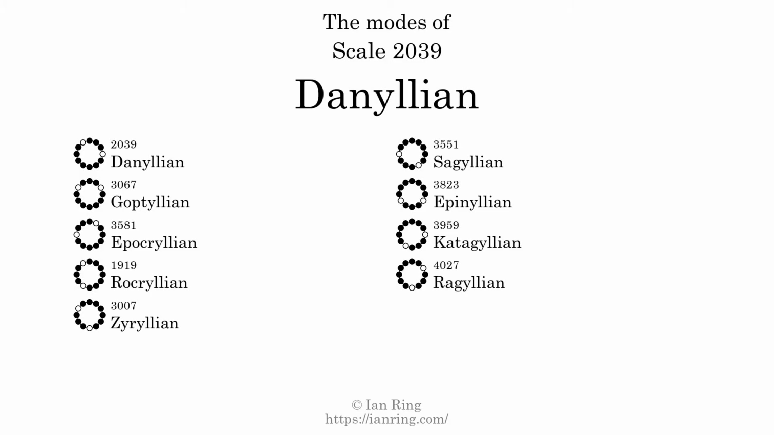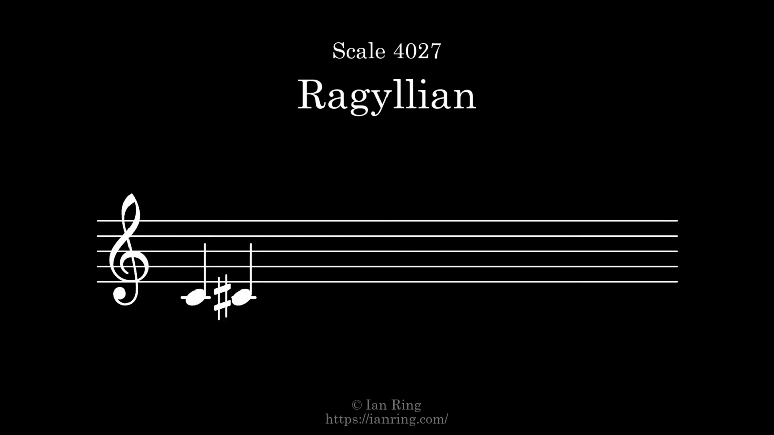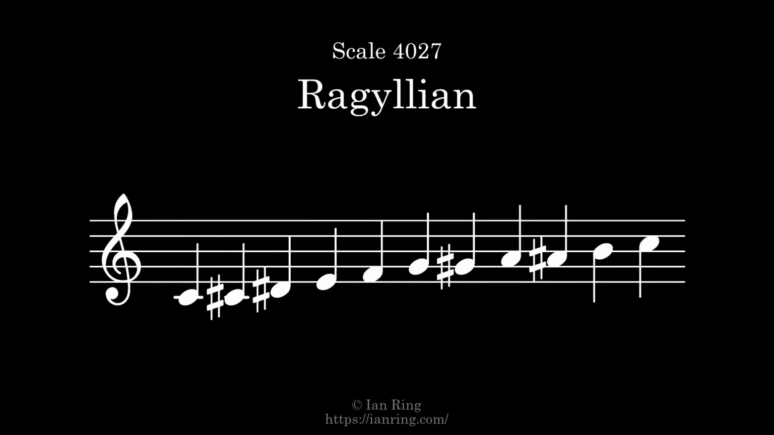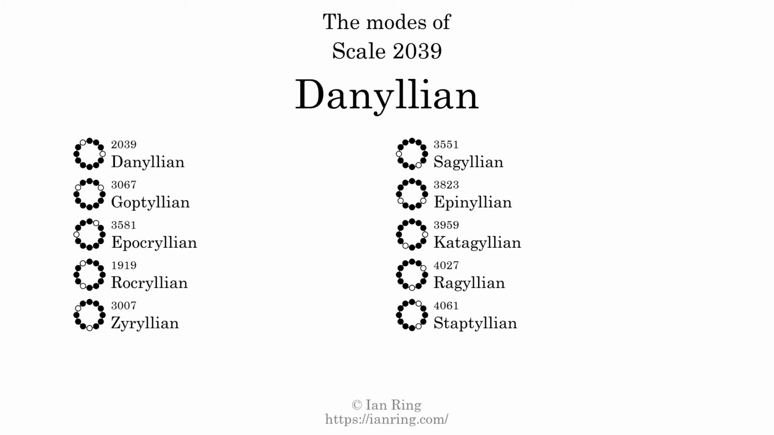The ninth mode is scale 4027, also known as Danyllian. It sounds like this. The 10th and last mode is scale 4061, also known as Danyllian. It sounds like this.